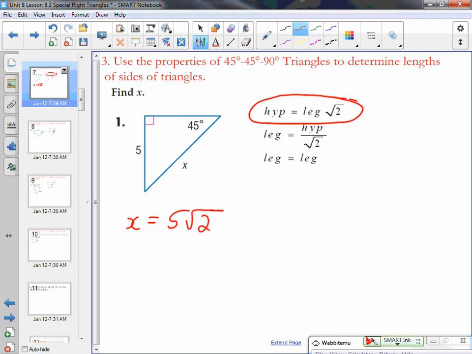You get 5 times the square root of 2. All right, you identified it as a 45, 45, 90. Then you say, okay, I know what the leg is. I'm looking for the hypotenuse. So the top equation, the one I circled, is the easiest one to use. So the hypotenuse, X, equals the leg, 5, times the square root of 2. All right?